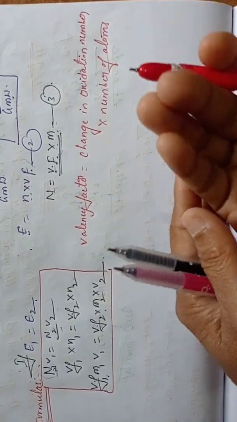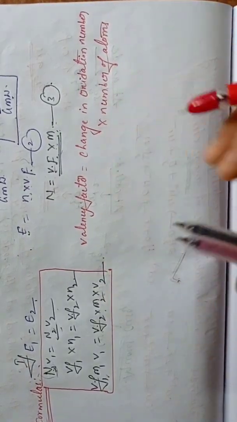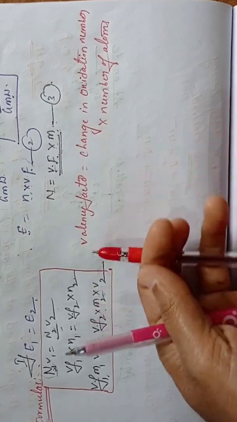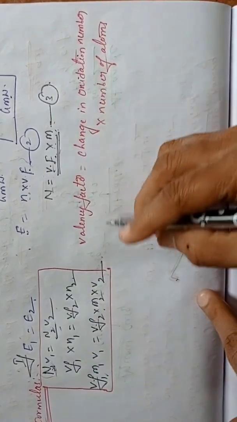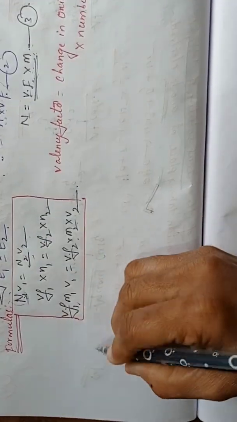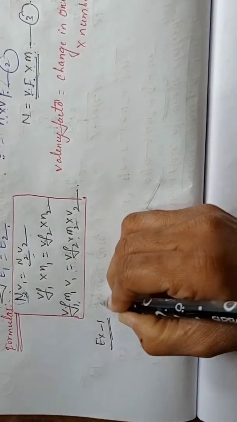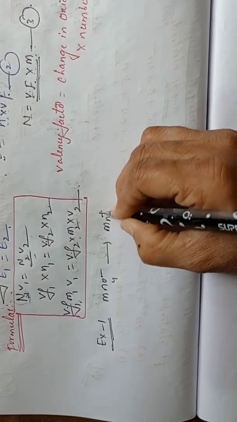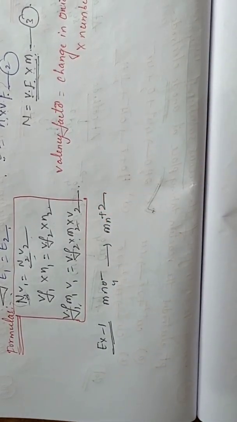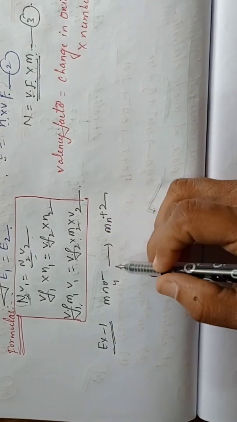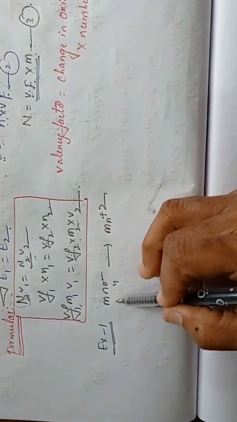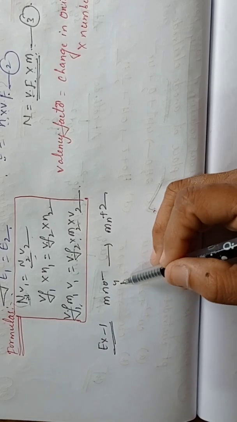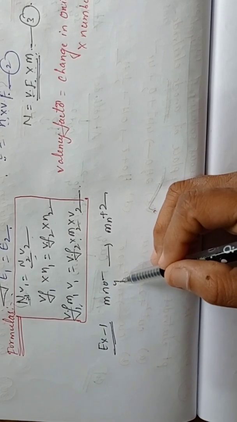Now, how to find the valency factor for compounds? I am going to discuss that now, students. See here, I'm taking one example. First example: MnO4 minus is converted into Mn plus 2 in acidic medium. Now what is the valency factor of MnO4 minus? How to find it, students?